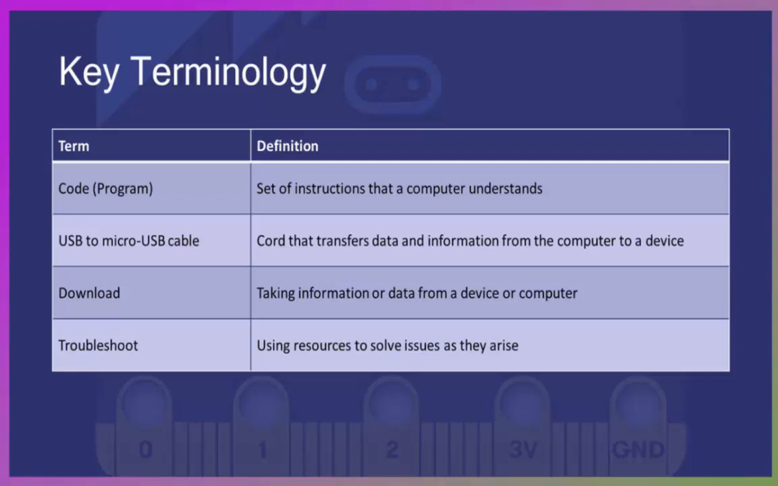Download is taking information or data from a device or a computer. We're taking our information from the computer to the microbit. So we're downloading our code from the computer to the microbit.